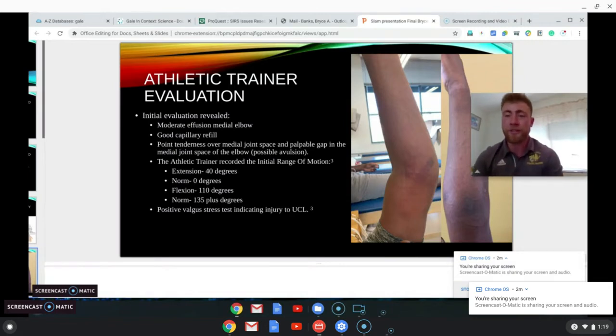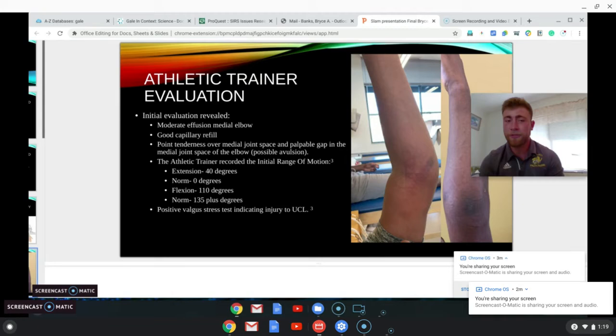Now, as far as the athletic trainer's evaluation, the athletic trainer noted moderate effusion in the medial joint space of the elbow, which could possibly show signs of injury to that area, good capillary refill, point tenderness over the medial joint space, and a palpable gap in the medial joint space, which could be a possible sign of an avulsion.